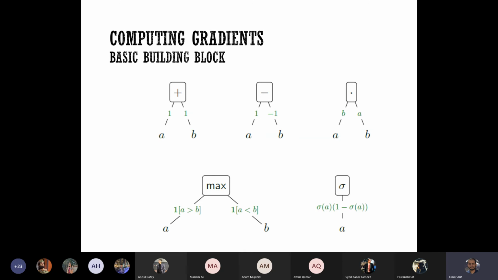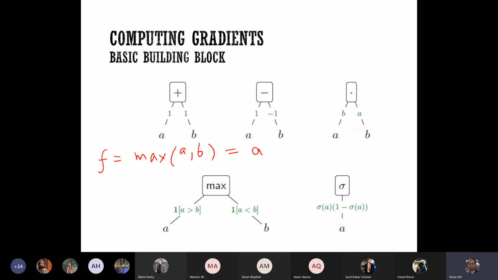So we will also encounter a max function. What the max function is doing is simply computing the max of two values. If a is greater than b, the max function is going to output a. If b is greater than a, then it is going to output b. So if I want to compute the derivative of f with respect to a, of course it will be 1 only if a is greater than b. Because if a is greater than b, then the output of this max will be a, and if I compute the derivative of f with respect to a, it is 1.